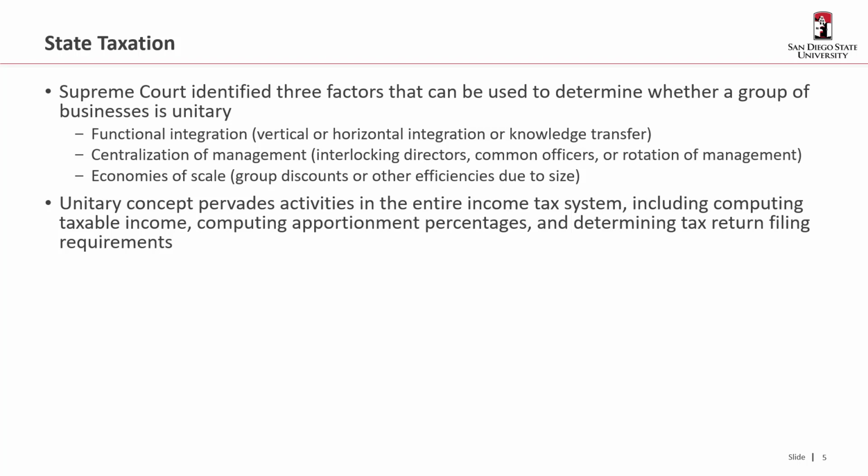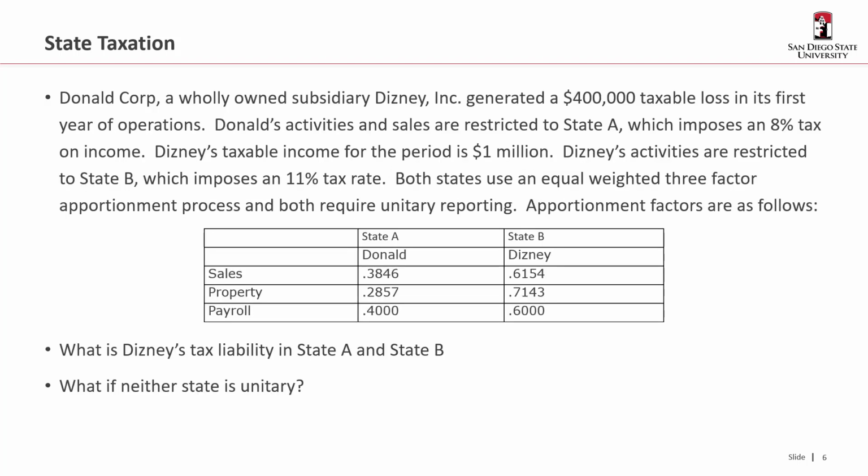Secondly, centralization of management. Notice that we had a parent company that had all the centralized management inside of it. As a result, that would be a difficult battle. And lastly, economies of scale, where you see that as a result of the operations of the way things work, there's economies of scale due to size. So the unitary concept pervades activities in the entire income tax system. And so what we need to do is an example.